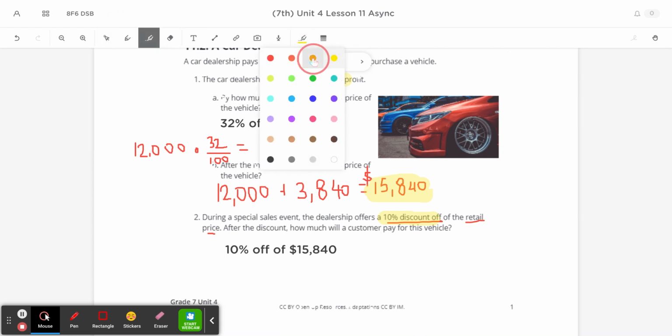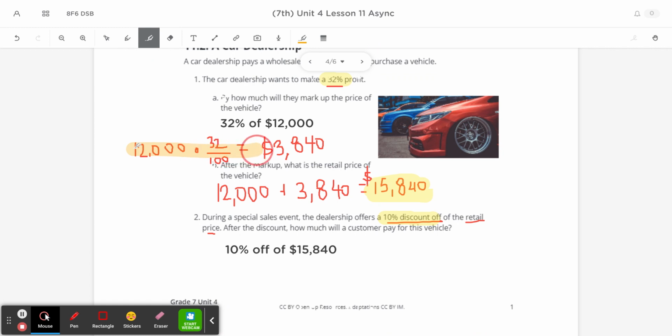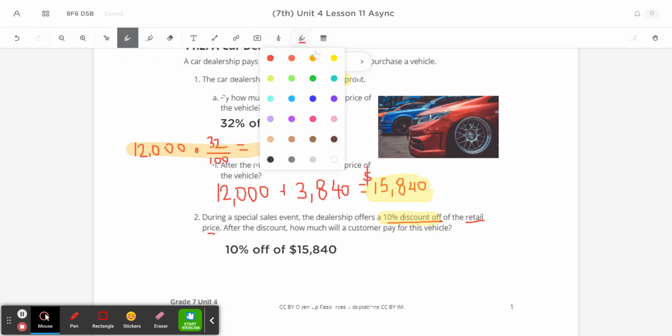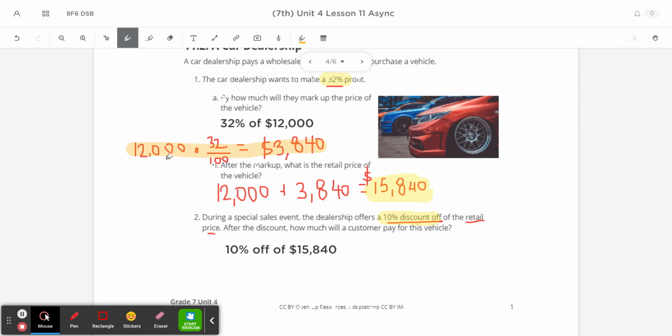We just found percent up here in this example. I'm going to highlight it in orange. This is an example of calculating percent. Use this example to help you to answer question 2. This time, you're going to want to calculate 10% of 15,840. Please pause this video and give question 2 a try.